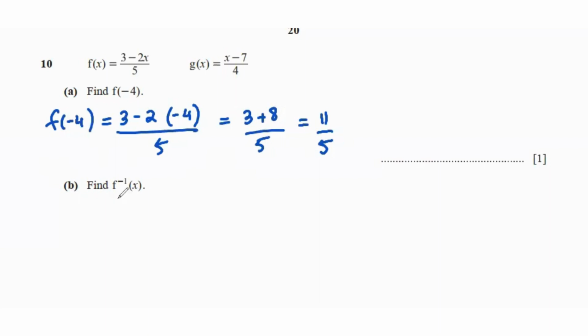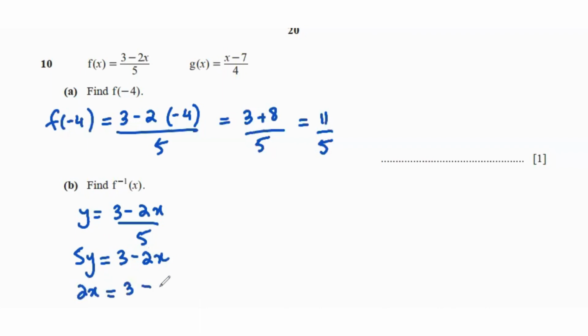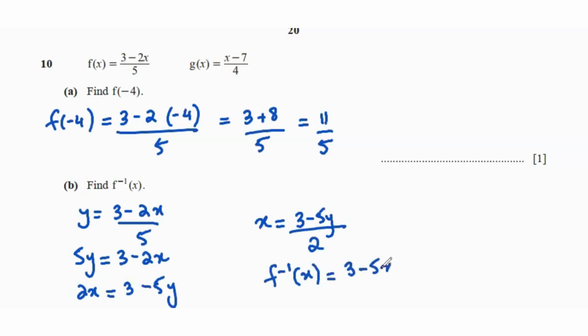And it says find f inverse of x. So y equals 3 minus 2x over 5. Cross multiply: 5y equals 3 minus 2x. Now make x the subject. So I'm going to swap 5y with 2x: 2x equals 3 minus 5y, and x equals 3 minus 5y over 2. So f inverse of x is going to be 3 minus 5x divided by 2.